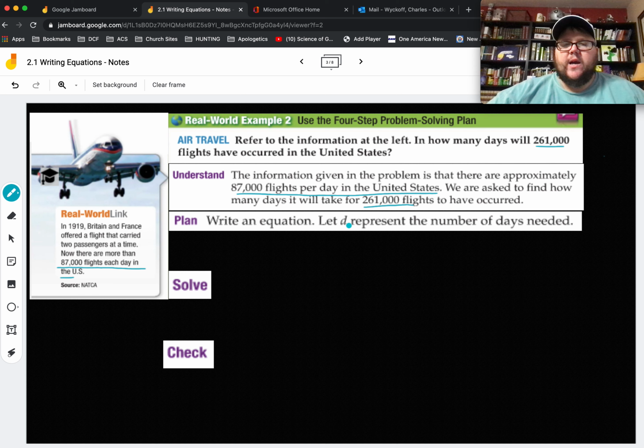So we're going to write an equation and let D represent the number of days. When we pick variables, we usually pick variables that make sense to the problem. So D for days. So what we have is 87,000 flights per day times the number of days, D, equals 261,000. So what do we do now?